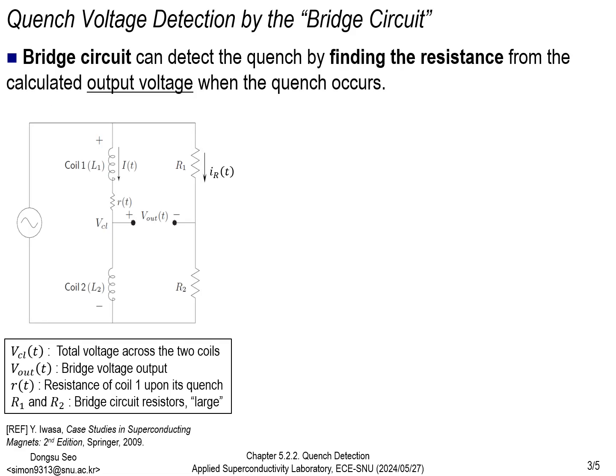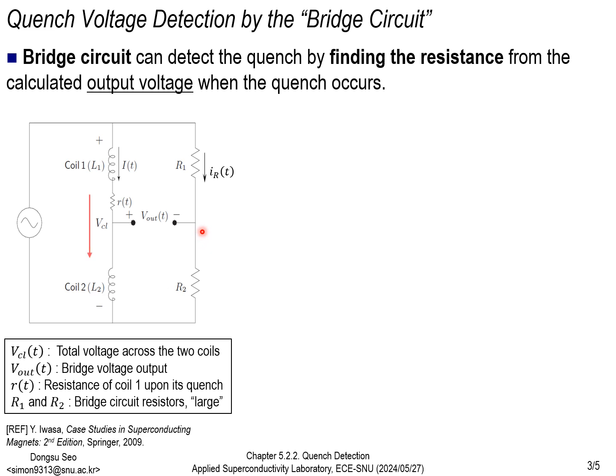The first quench detection method detects the quench voltage using a bridge circuit that resembles the Wheatstone bridge circuit. The bridge circuit contains two coils, L1 and L2, connected in series. R(T) is the resistor representing the resistance of a small normal zone in coil 1 upon its quench, and R1 and R2 are the bridge circuit resistors in which the resistances are sufficiently large. We have two governing equations.